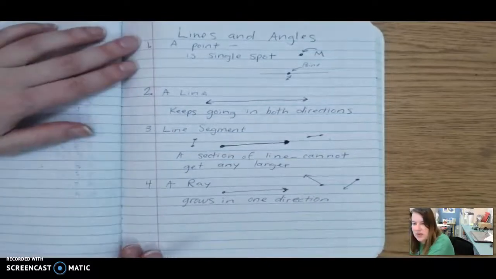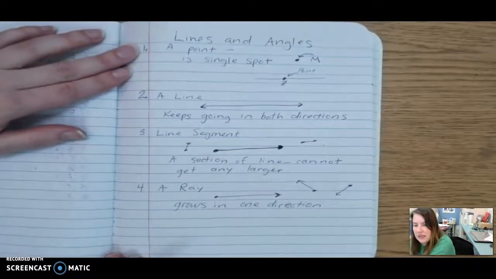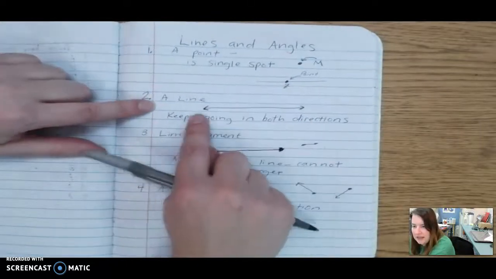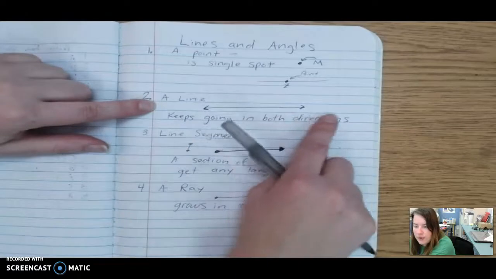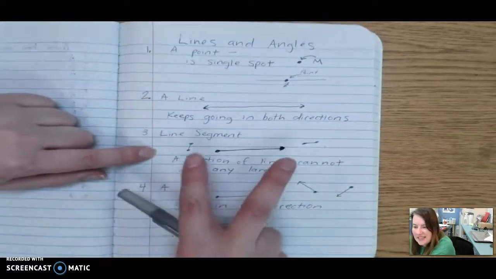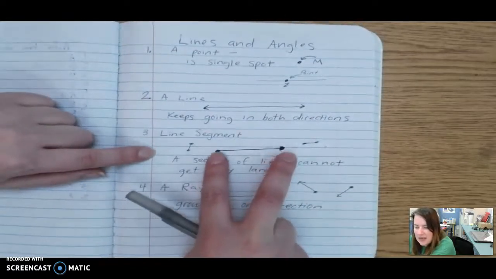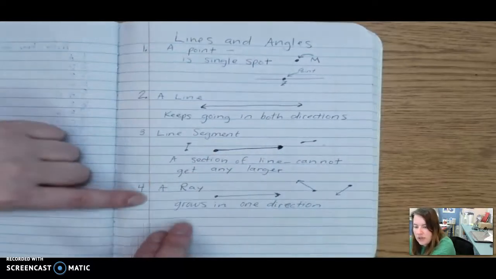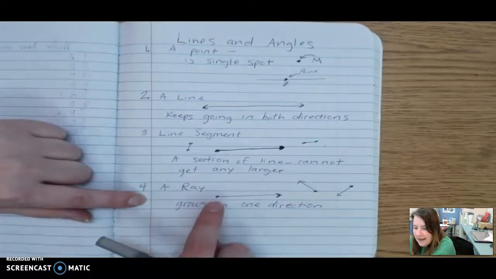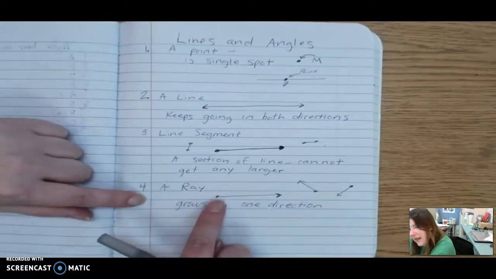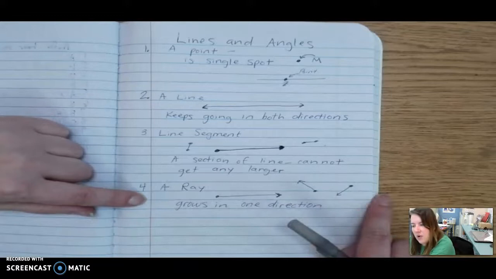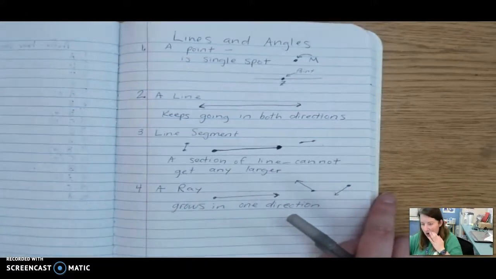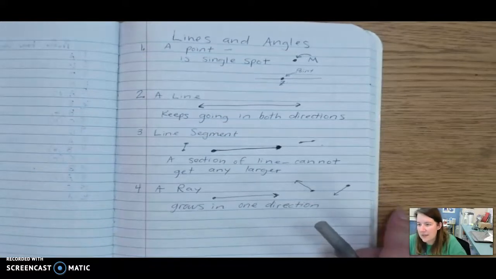So those are our four types of line. So we have a point, which is just a spot. A line keeps going in both directions. A line segment has points on the ends, and it cannot grow any longer. And then a ray has a point on one end and an arrow on the other. It keeps going. Those are our four different types of lines.